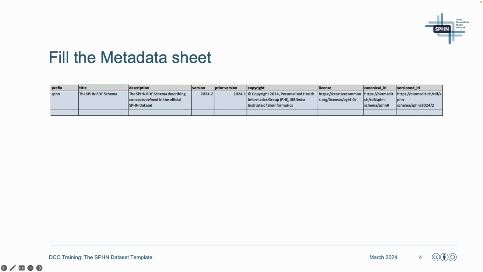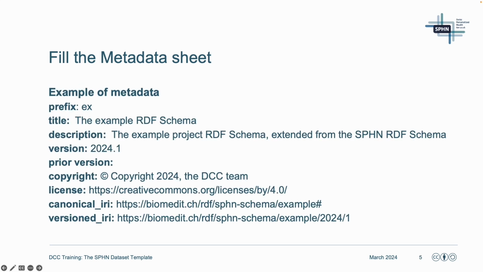So first, you need to go to the metadata sheet and add the metadata information of your project, which will be written in the RDF schema. You can observe that the metadata of SPHN is already added to this sheet. The line below is meant to be used by the project to add their project metadata. Let's take the example of a project named example. The following is how the metadata sheet must be filled.